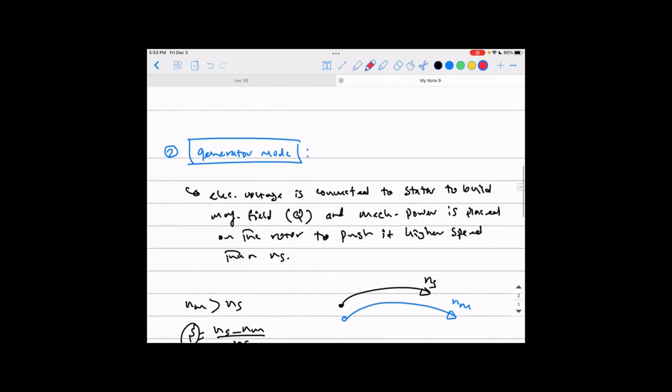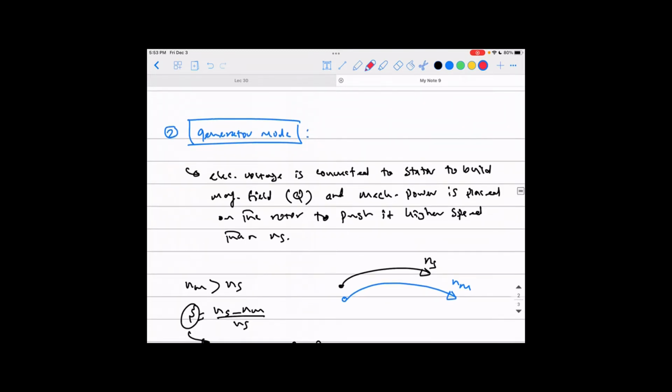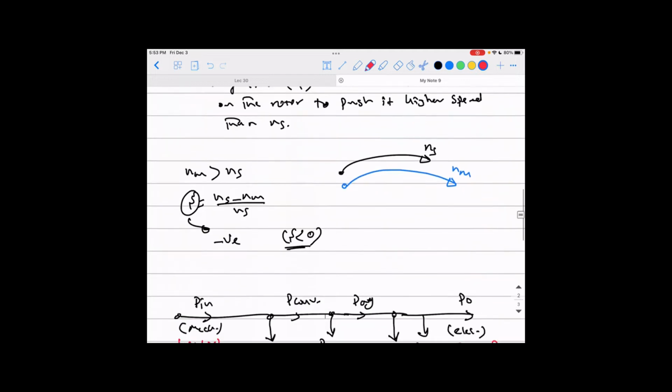Like I said last time, if you're not connected to a grid at all, you just work in an isolated mode, just feeding an isolated load, then you have to place capacitor banks at the terminals of the generator to give it the required reactive power to build its own magnetic field. Otherwise, it will not be able to generate electricity at all, okay?